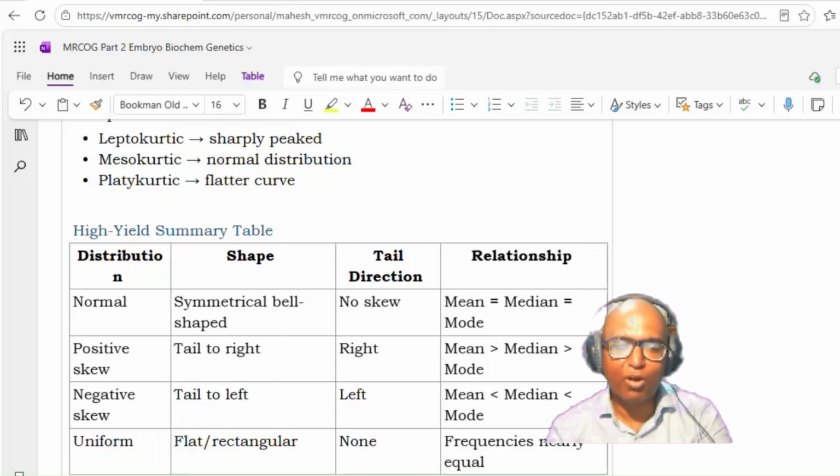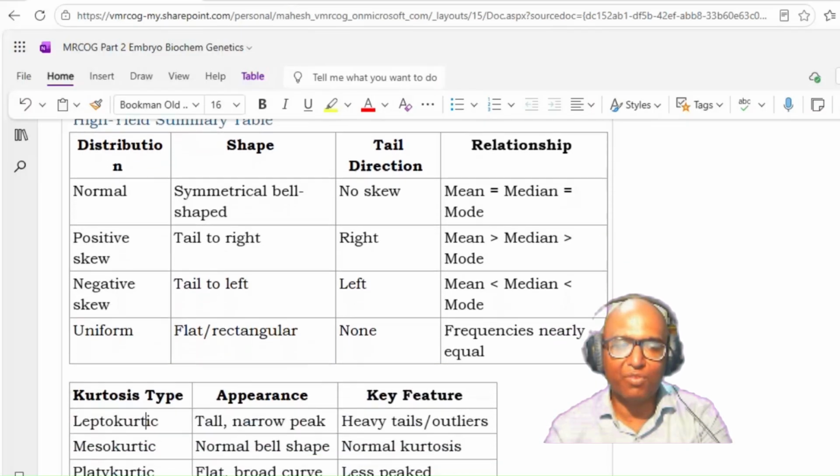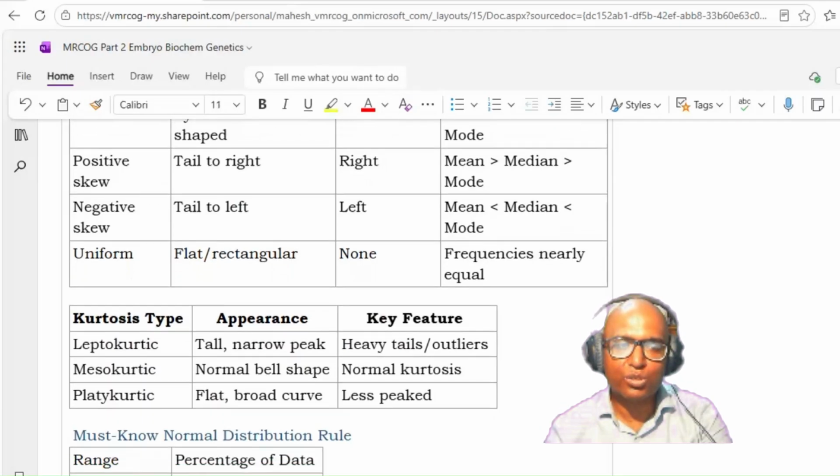Then you have the uniform distribution, where the shape is flat or rectangular. There is no tail as such, and no peak as such. Uniform frequencies are nearly equal. Regarding kurtosis, leptokurtic has a tall narrow peak, heavy tails, and outliers are possible. Mesokurtic is the normal bell-shaped curve, normal kurtosis. Platykurtic is a flat broad curve, less peaked.